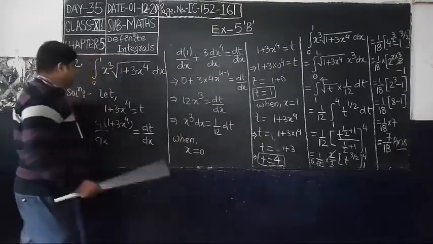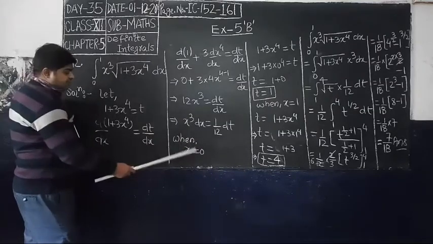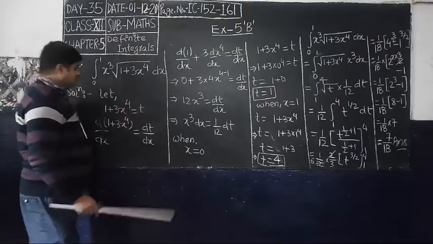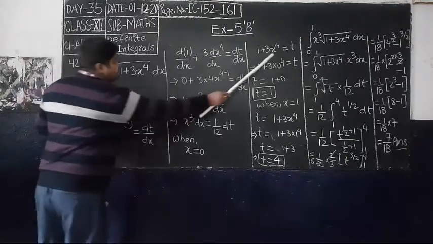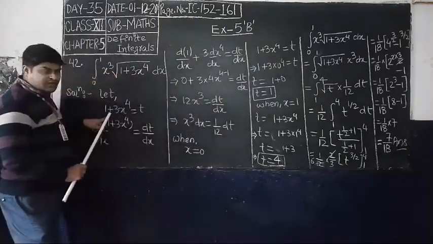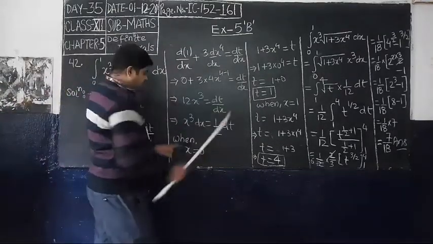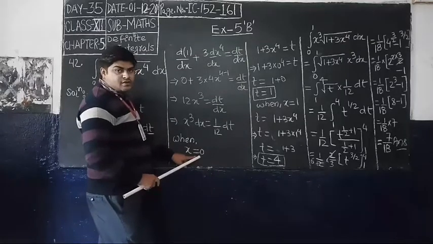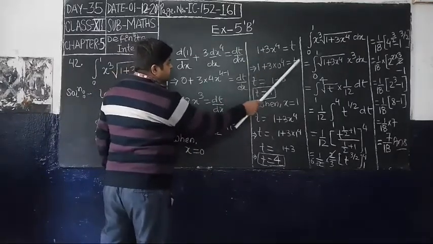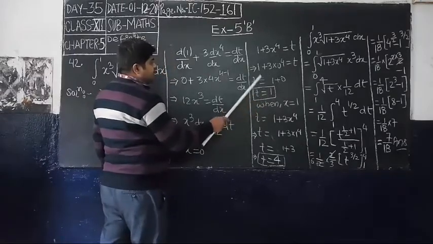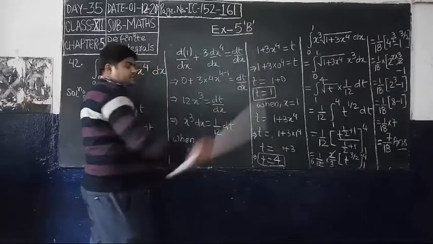Now change the limits. When x is equal to 0, the lower limit, and you have already supposed 1 plus 3x to the power 4 is equal to t, you will put x is equal to 0 to find the lower limit. 1 plus 3 into 0 to the power 4 is equal to t. Then t is equal to 1 plus this becomes 0, so 1 plus 0, t is equal to 1.